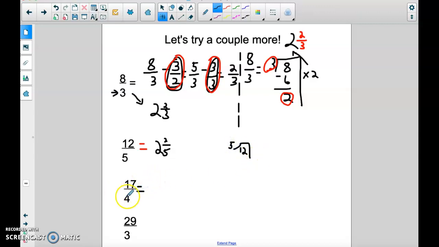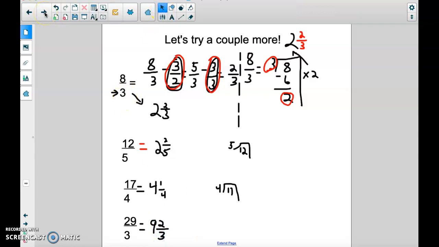This one would be equal to another 2 wholes. No, I'm sorry. That's wrong. Sorry about that. Everyone makes mistakes, see? 4 wholes and 1/4 left over. Okay? Again, I'd be subtracting 4/4, or I could do 17 divided by 4. That is a 17, not an 11. Okay? 29/3 would be 9 wholes and 2/3. All right?